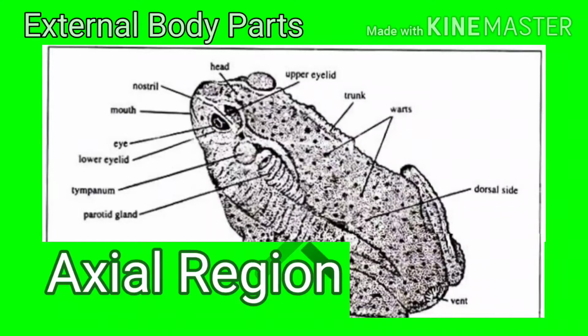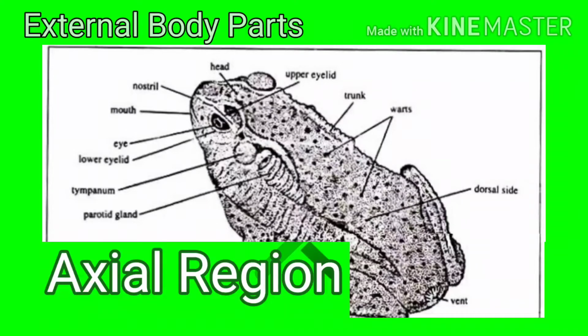While the trunk is divided into two regions, the thoracic and the abdominal regions. The thoracic region, also called the chest region, is the anterior half wherein we can locate the poison or parotid glands that are elevated structures of the skin just behind the tympanum. It secretes alkaloid substances which act as neurotoxins to deter predation.